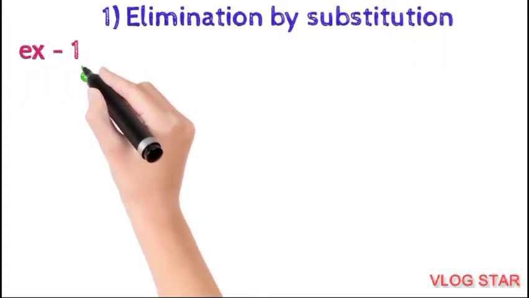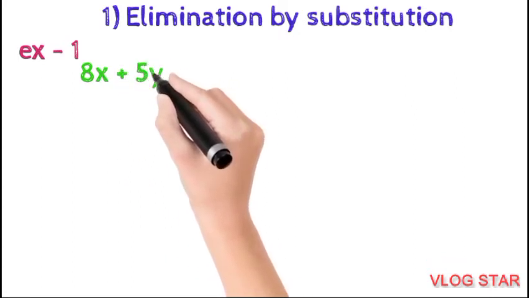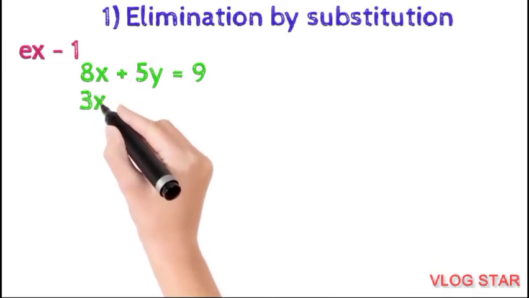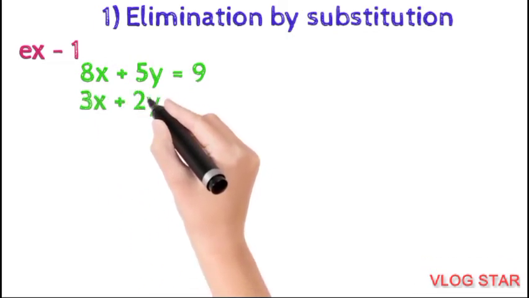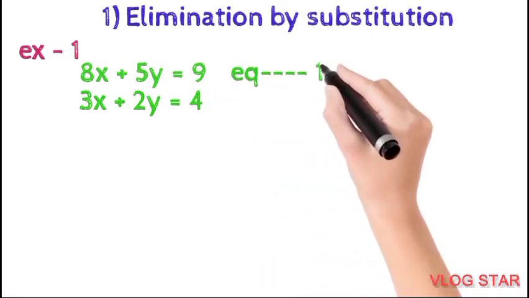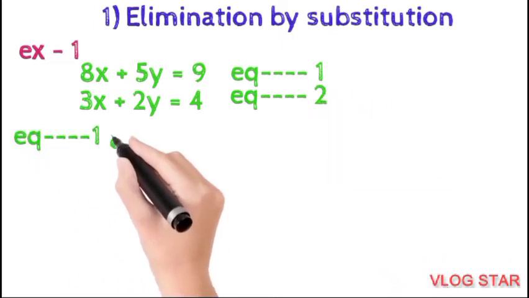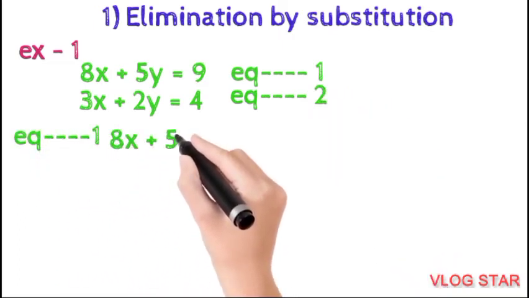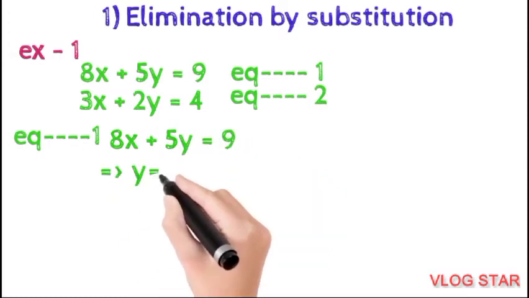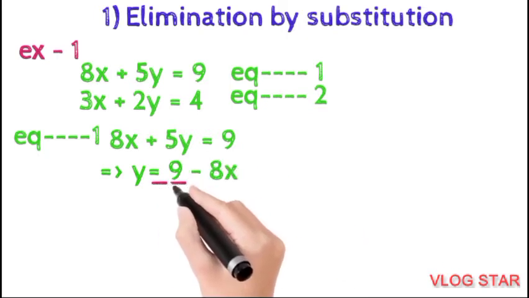Example number 1. 8x plus 5y equal to 9. 3x plus 2y equal to 4. Equation number 1. Equation number 2. Solving equation 1, 8x plus 5y equal to 9, that implies y equal to (9 minus 8x) by 5.